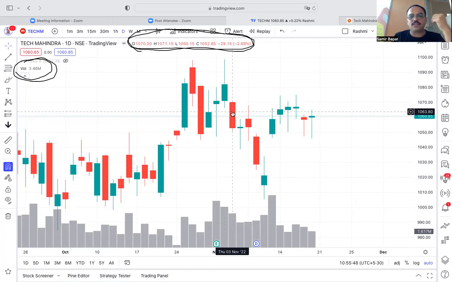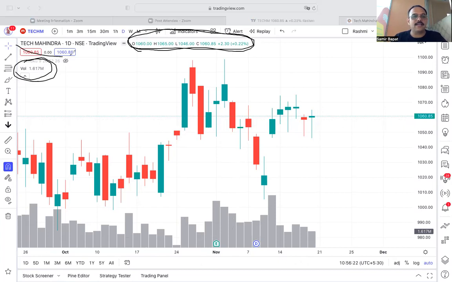If I'm keeping my mouse on 3rd of November, as you can see at the bottom, I see a red candle, that means the closing price is lower than the open price. Again, we draw a rectangle between the open price and close price, and the upper wick and the lower wick are the highest and the lowest price it has gone. The name of the script is here. You can see the name of the script here, Tech Mahindra.